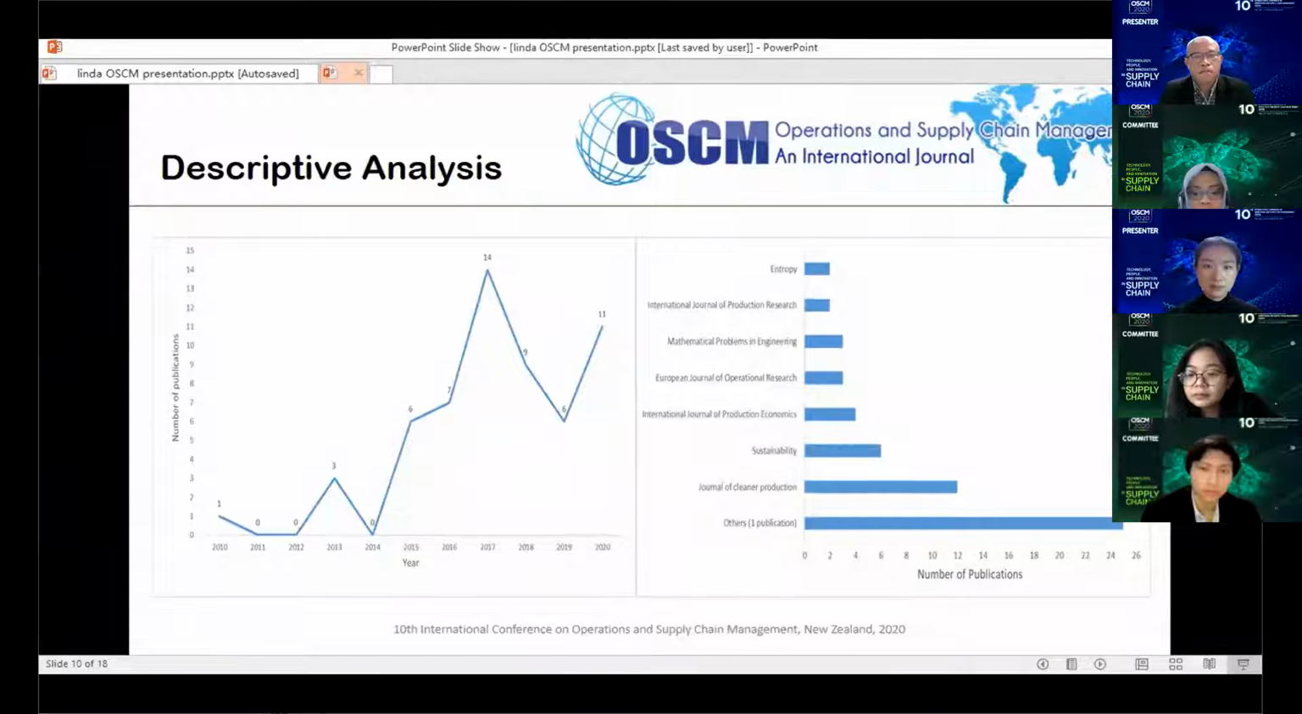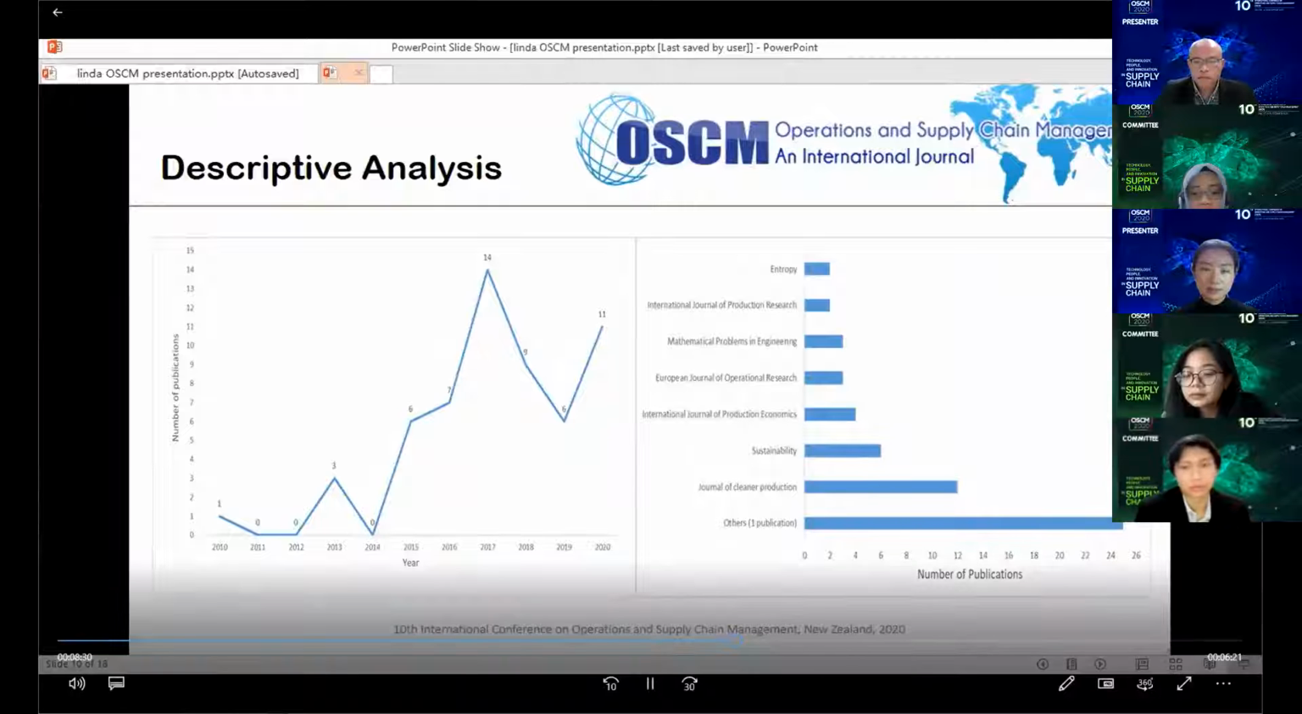And on the right side of my screen, you can see that most of the papers were also scattered across journals, as there is a large number in the other section. And although the Journal of Cleaner Production had the highest number of publications, there were only 12 again. And you can see that the topic is also still new.